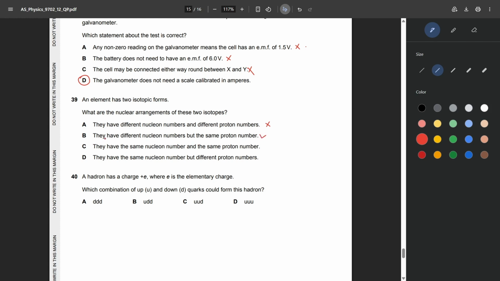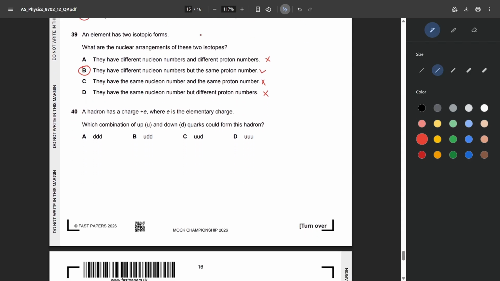Yeah, this makes sense. The correct answer should be option B. They have the same nucleon number and the same proton number. Nope, not C either because they don't have the same nucleon number. They have the same nucleon number but different proton numbers. Nope, they must have the same number of protons to be isotopes.